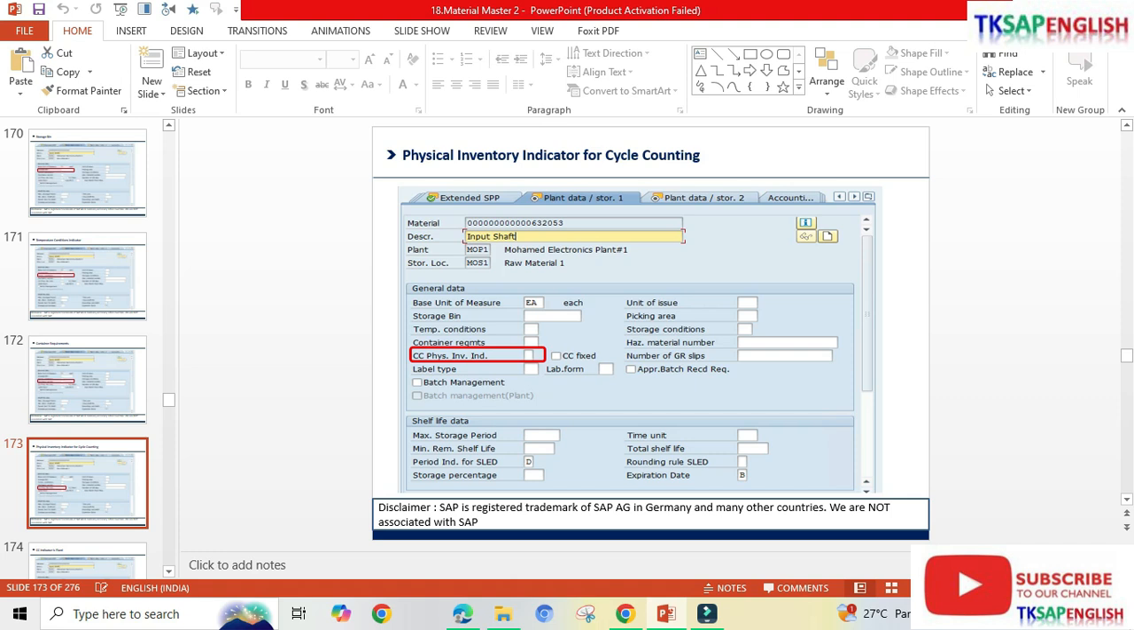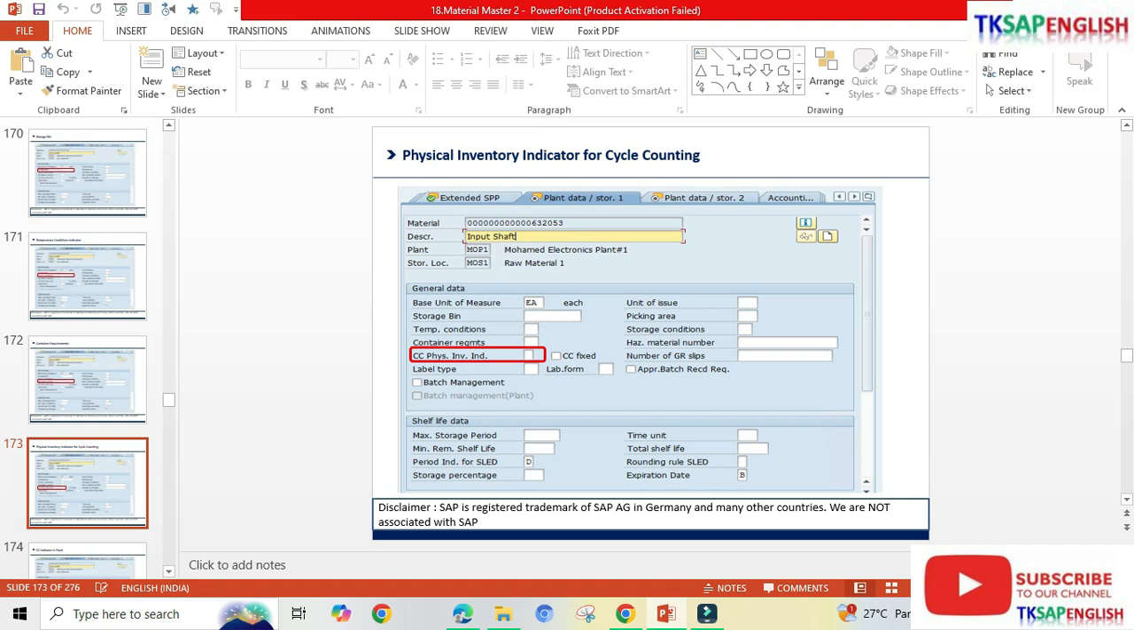Usually, these categories correspond to the ABC analysis of the materials. However, they can be defined at the user's discretion in customizing for inventory management. So procedure, enter an indicator if the material is to be subject to cycle counting. This indicator can also later be updated automatically by the system using the report RMCBIN00. So what is meant by ABC analysis? So how are these categories used?